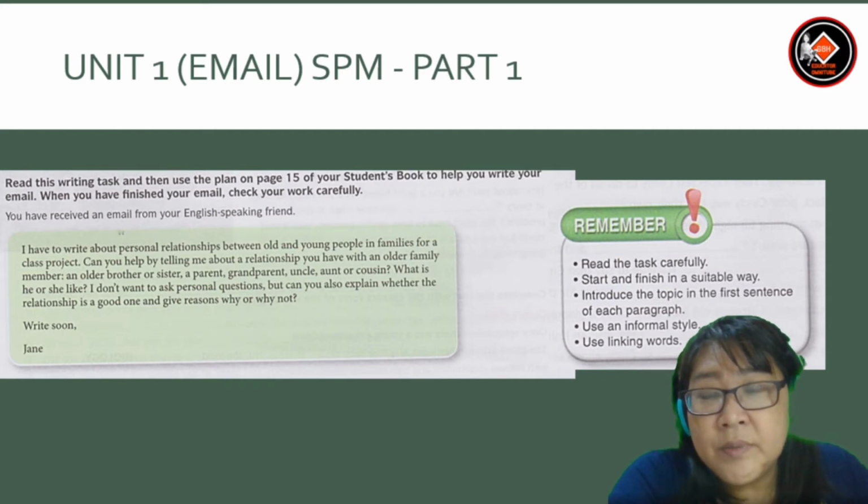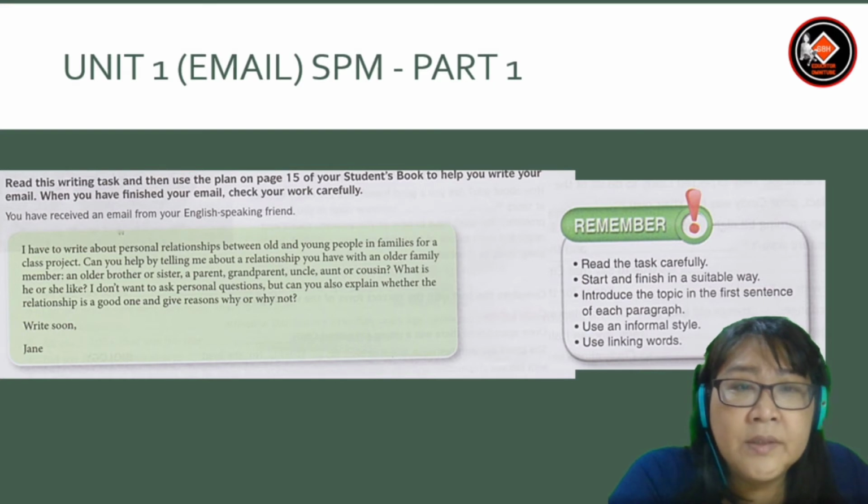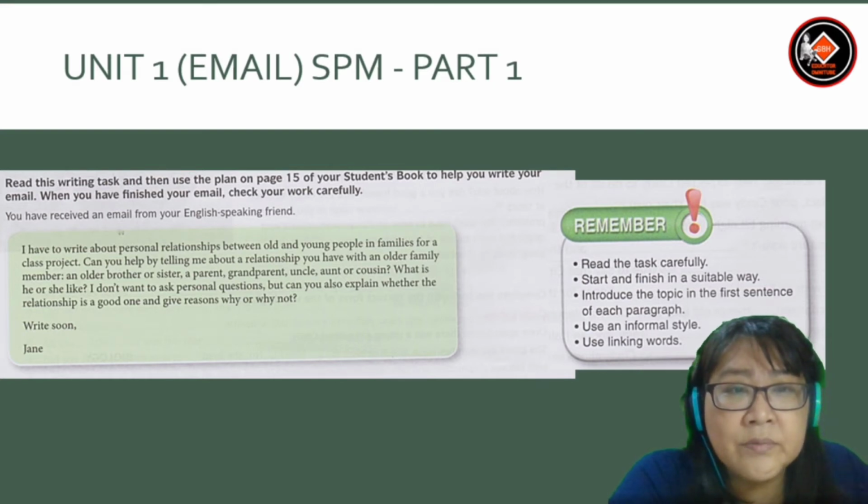I have to write about personal relationships between old and young people in families for a class project. Can you help by telling me about a relationship you have with an older family member, an older brother or sister, parent, grandparent, uncle, aunt, or cousin? What is he or she like? I don't want to ask personal questions, but can you also explain whether the relationship is a good one, and give reasons why or why not. Write soon, Jane.